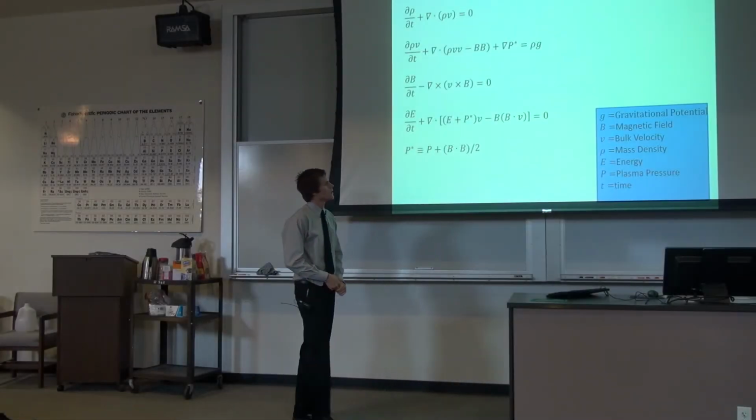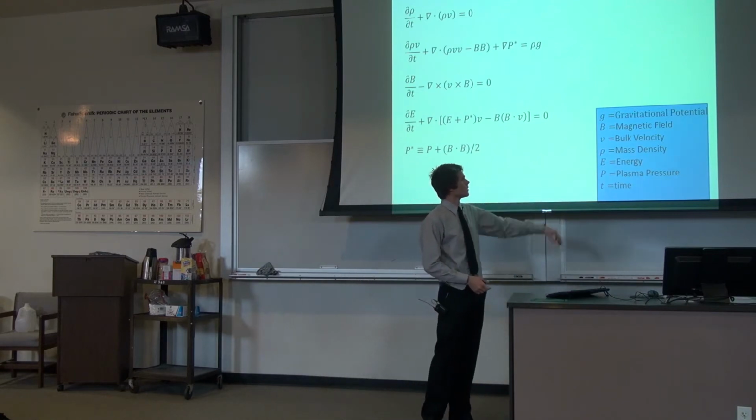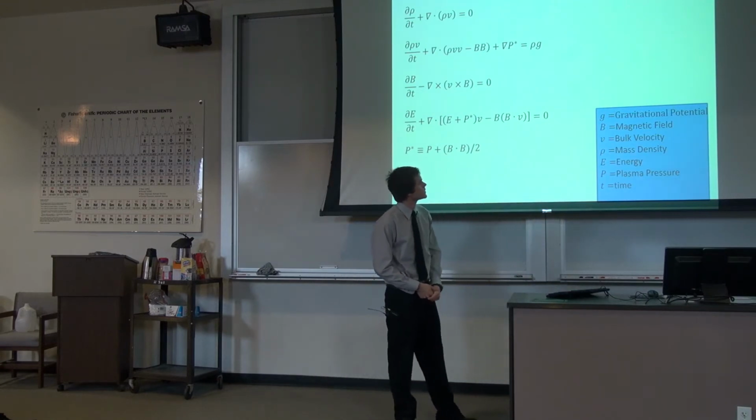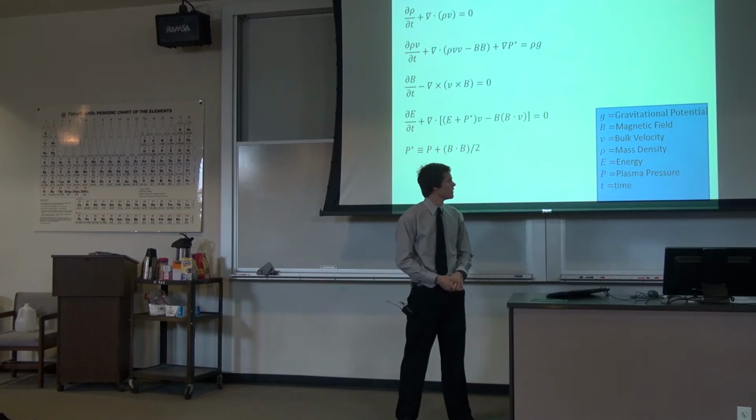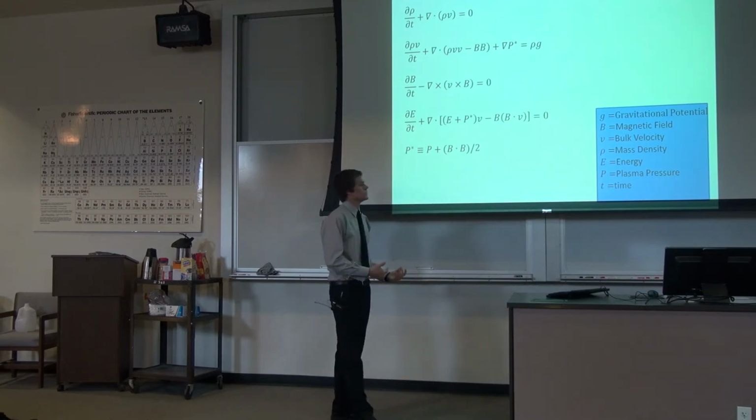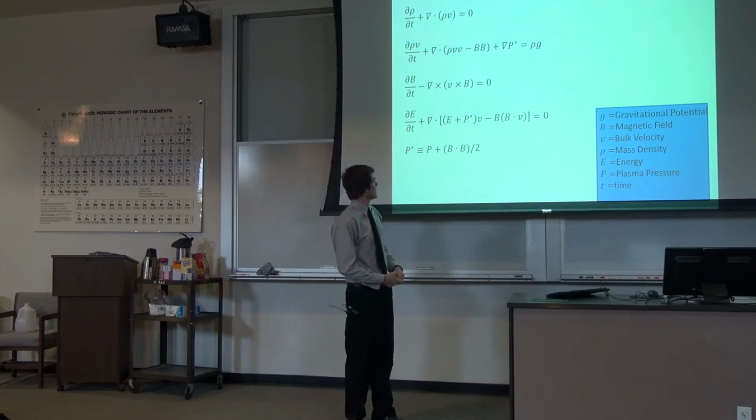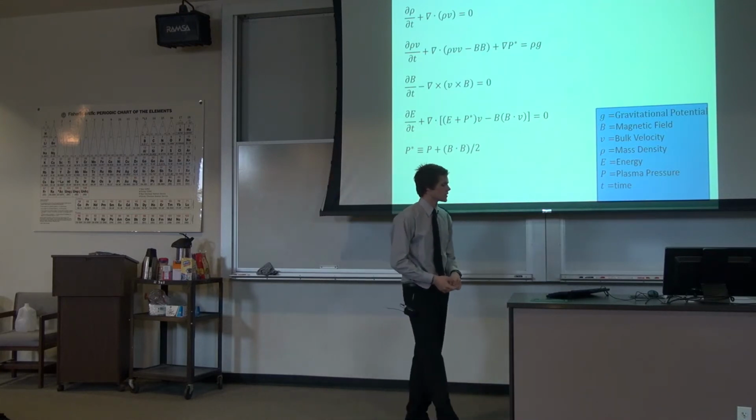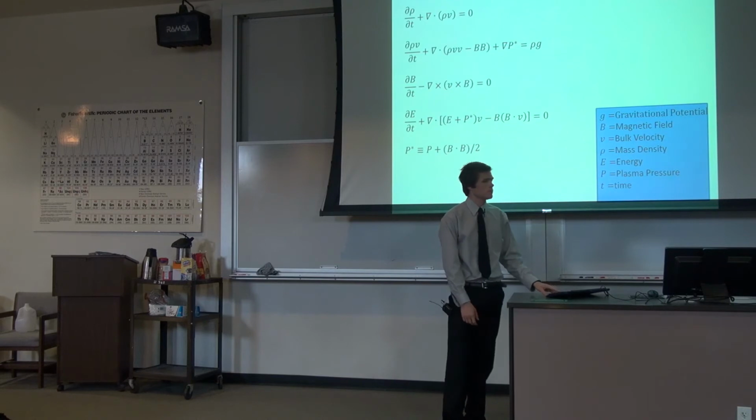And if you want to see the variables, they're all over here. G is the gravitational potential, B is the magnetic field, v is the bulk velocity, rho is the mass density, E is the energy, like I said, and P is the plasma pressure, t is time.